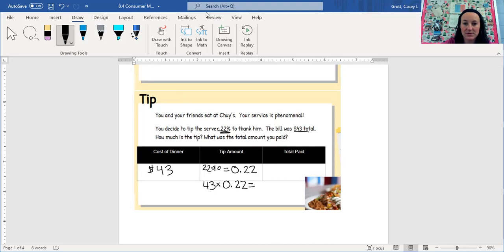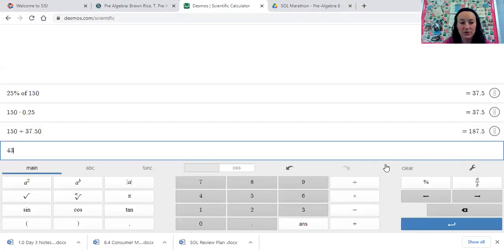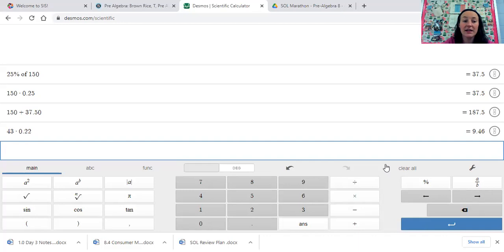So going back to Desmos. Okay, new problem. So we had $43 for our dinner times 0.22, or 22%, is $9.46. That's how much we're paying in just the tip. Again, if you wanted to, some of you like using the percent side. So 22% of what our cost was. We still got $9.46. Your choice how you want to do that.